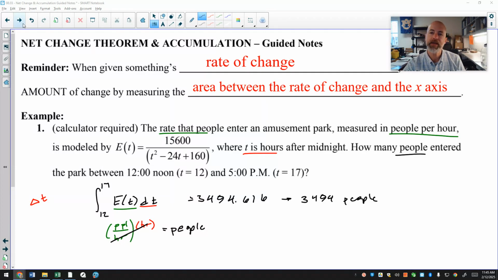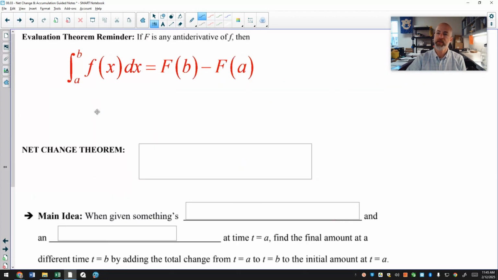Let's extend that to the net change theorem, and a quick reminder of the evaluation theorem, which is part of the fundamental theorem of calculus. If capital F is the antiderivative of little f, then the definite integral of little f is the antiderivative evaluated at b minus that same antiderivative evaluated at a, and that is something that hopefully you have been doing for quite a while now.